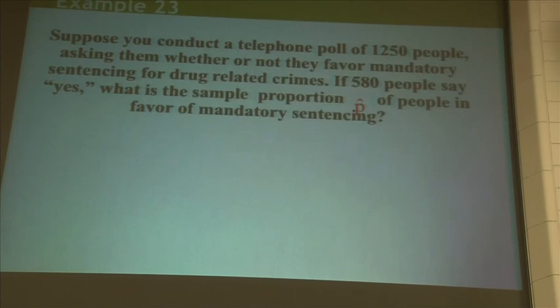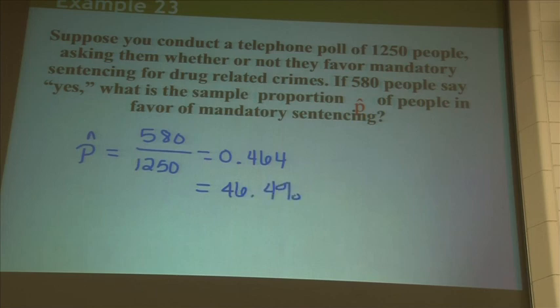So, suppose you conduct a telephone poll of 1,250 people, and you ask them whether or not they favor mandatory sentencing for drug-related crimes. Out of this 1,250 people, you've got 580 who say yes. What is the sample proportion of people in favor? Okay, sample proportion. You just look at your sample. How many are in favor? 580. Out of how many total? 1,250. Put that into your handy dandy calculator. Let's see, I got 0.464. Correlates to 46.4%.